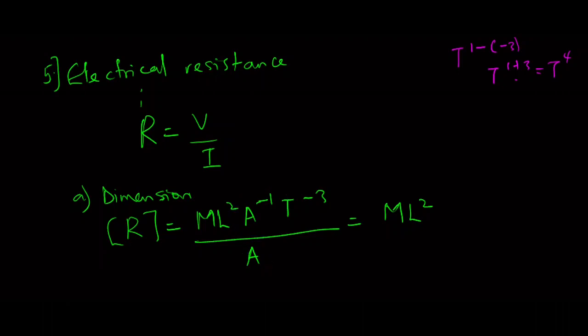So looking at this, we have A minus 1 divided by A raised power 1, because the power here is 1. So we pick one of the A, minus 1, division means minus, then the second power is 1, so we have A minus 2. So this one gives us A raised power minus 2, then the T, we really have one T, that gives us T raised power minus 3. So the dimension of electrical resistance is ML squared A minus 2 T minus 3.